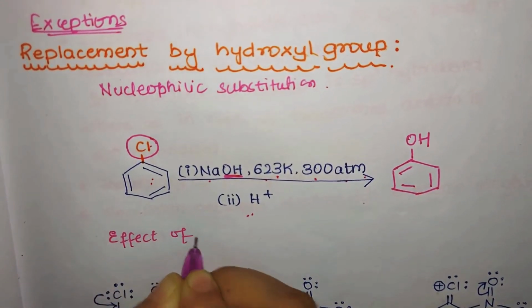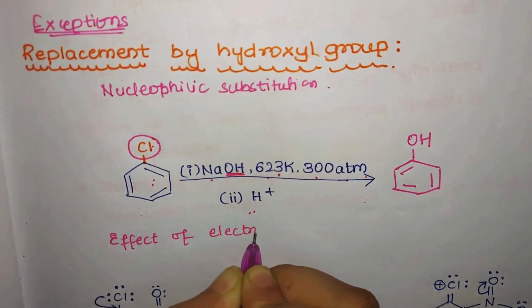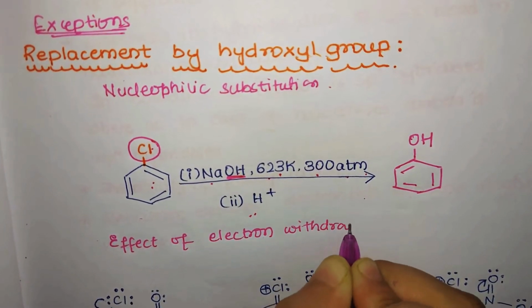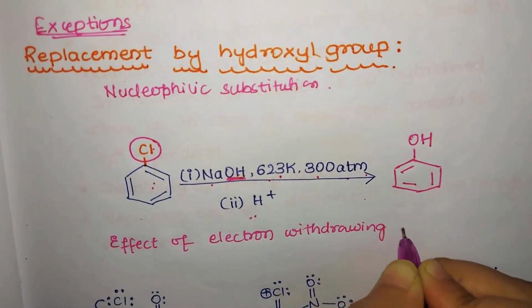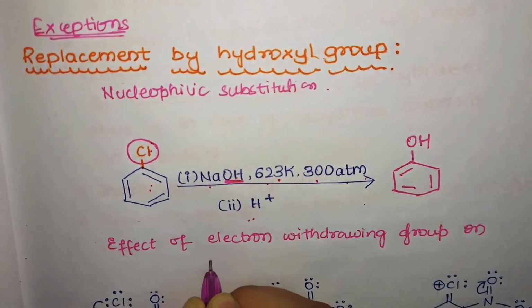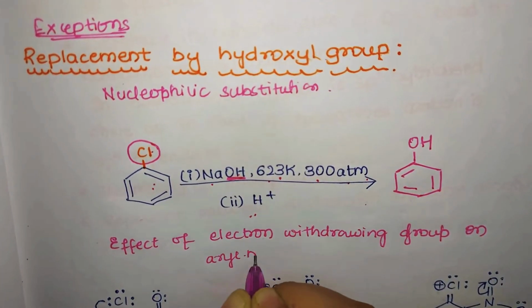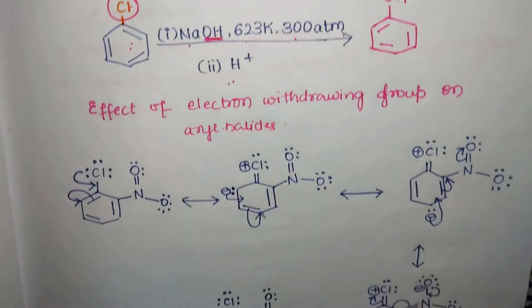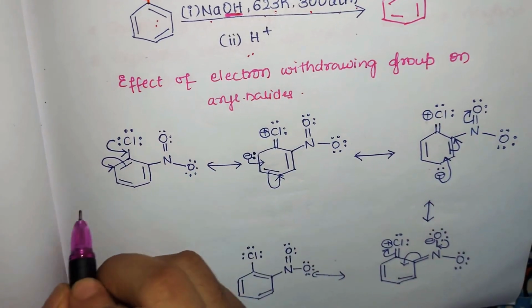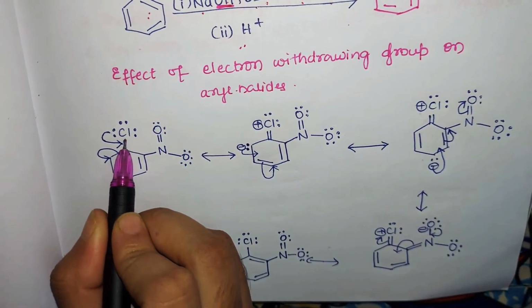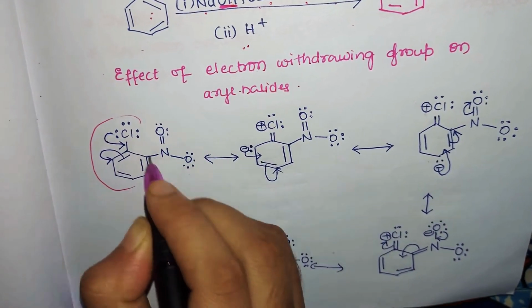So to increase the reactivity of aryl halides, we need to know the effect of electron withdrawing group on the aryl halides. So what will be the effect, whether it is increasing the reactivity or not? To study that, we need to write the resonating structure. I have already written the resonating structure, only one I have taken. If you need more resonating structures, both at ortho and para positions, you can refer to the textbook.